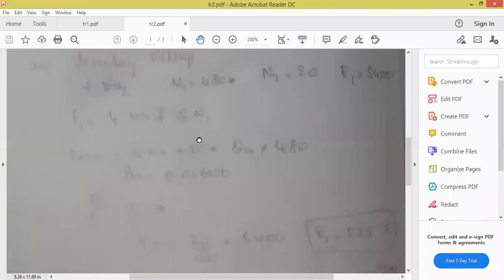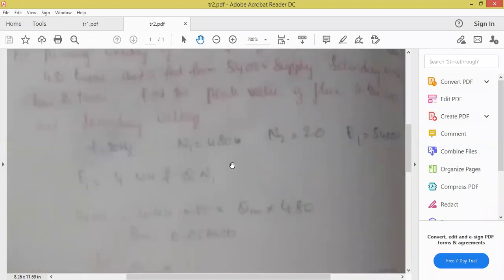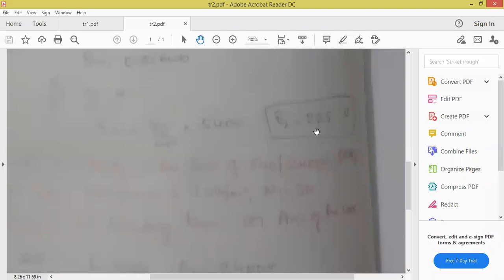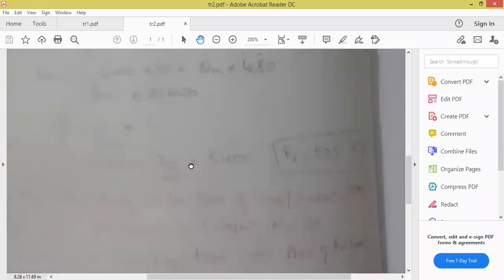What they are asking in the problem is to calculate the secondary voltage. So how do we calculate the secondary voltage? What is the formula? Just now I have written E2 by E1 equal to N2 by N1. Yes or no, all of you? From this, E2 is equal to N2, which is 20, over N1, which is 480, into 5400. Therefore E2 you are going to get is 225 volts. Is it clear, all of you?